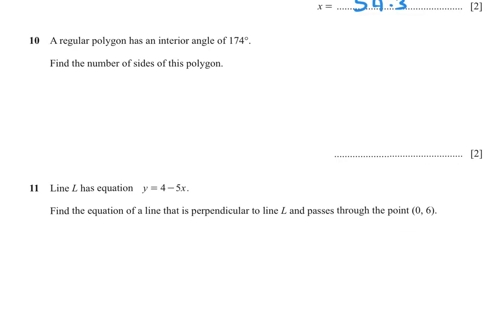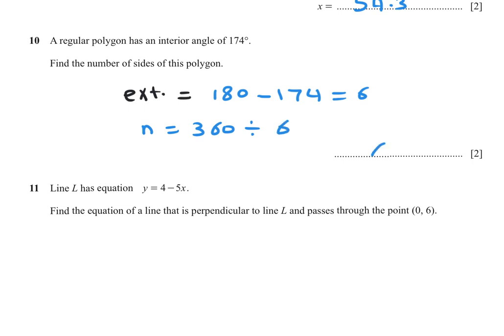Number 10, a regular polygon has an interior angle 174. Find the number of sides of this polygon. From the interior, we can find the exterior. Exterior angle 180 minus the interior, minus 174 equals 6 degrees. So the number of sides equal the sum of the exterior, which is 360, divided by 6, equal 60 sides.